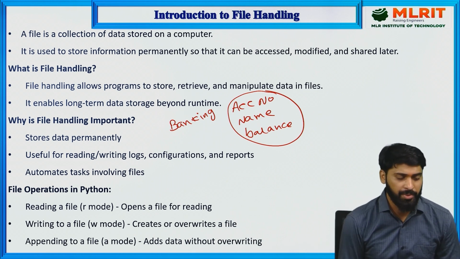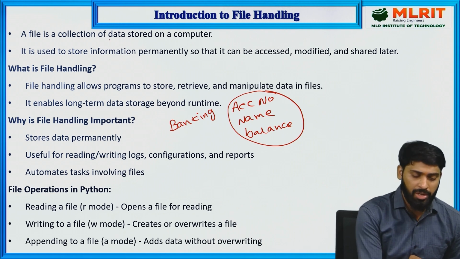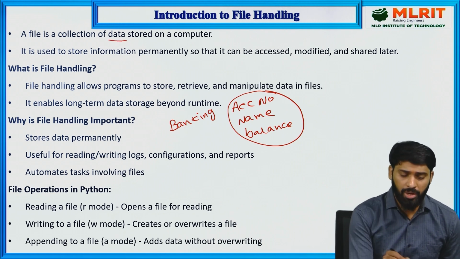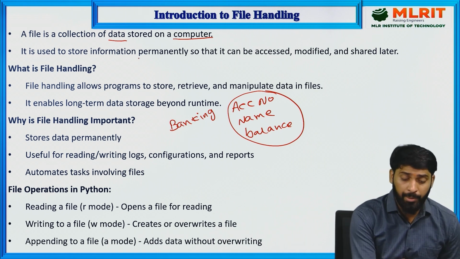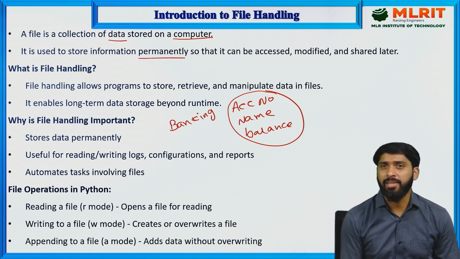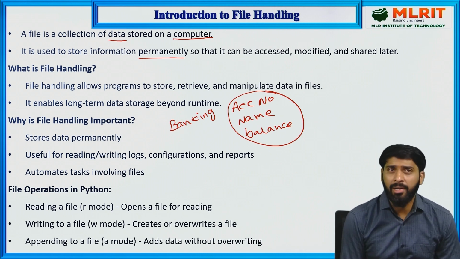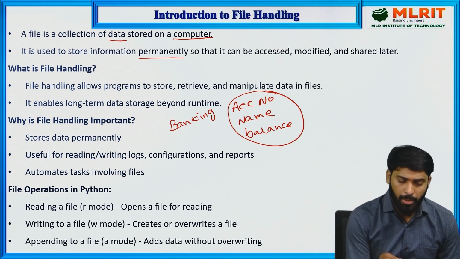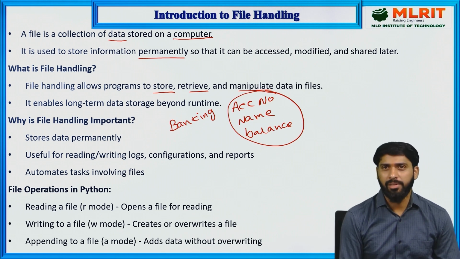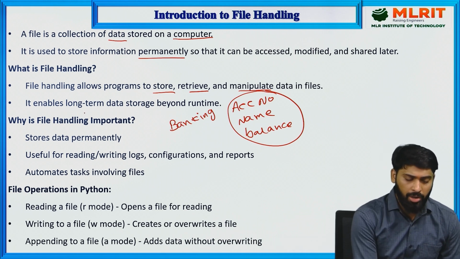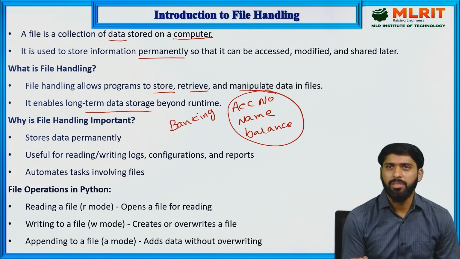Okay, now we see, what is a file? A file is a collection of data stored on a computer. It is used to store information permanently so that it can be accessed, modified, and shared later. So what is file handling? File handling allows programs to store, retrieve, and manipulate data in files. It enables long-term data storage beyond runtime. So even after the program is executed, the data is permanently stored in the computer.